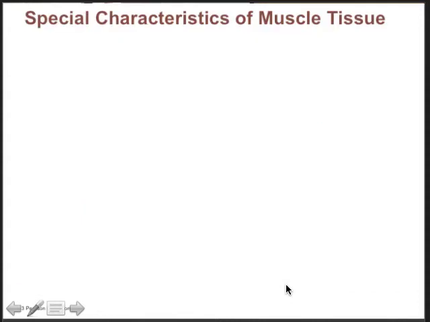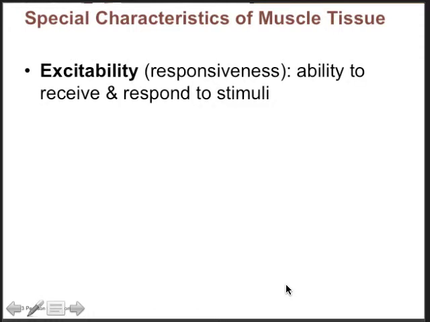So what are some special characteristics of muscle tissue that distinguish it from any other tissue type? One is excitability. This is the ability to receive and respond to a stimulus. Generally, the stimulus is in the form of a chemical secretion that comes from a nerve cell and sets into motion a series of biochemical reactions at the cell surface and inside the cell that ultimately result in contraction.